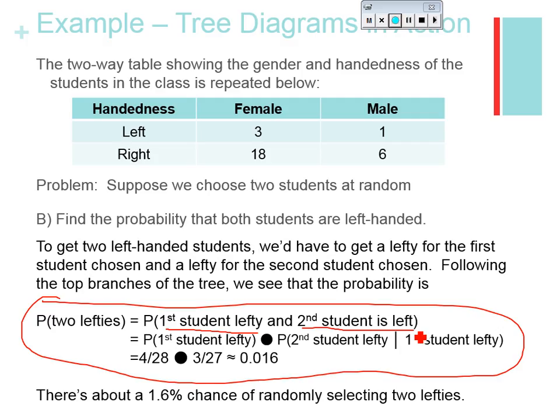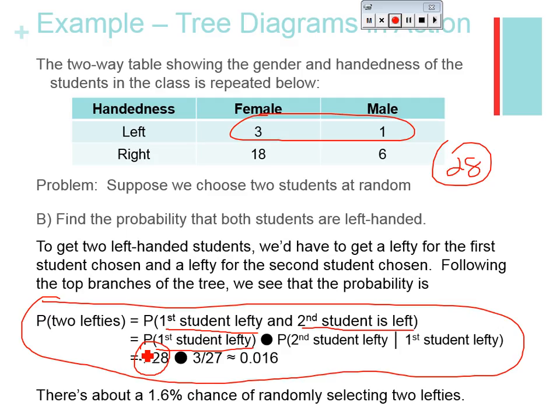So the probability that the first student is left-handed: if you notice here, we have 4 left-handed students, out of 28 total students. So that's where the 4 out of 28 comes from. If we're choosing two students at random, we would not want to replace the first student before we choose the second student. So now instead of it being out of 28, there's one less than that. So now it's out of 27.